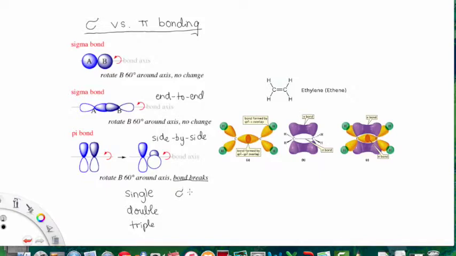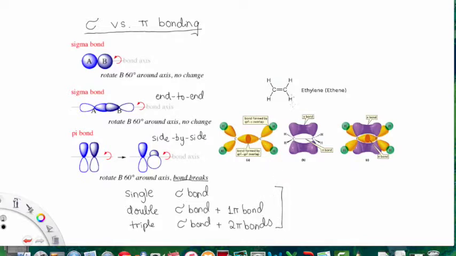So for everything, you're always going to have one sigma bond. So let me just write that out for each of these. But then for single bonds, it's only a sigma bond. For double bonds, you also have one pi bond. And for triple bonds, you have two pi bonds. So this is a really important table to remember.